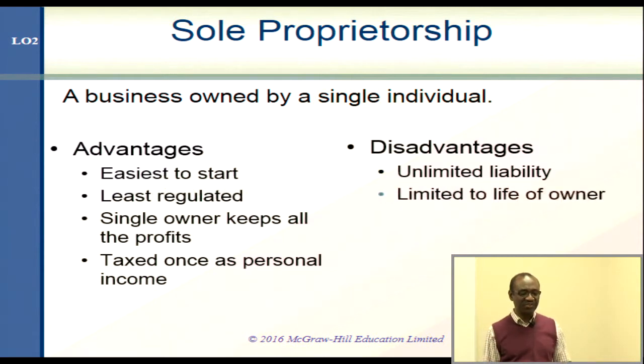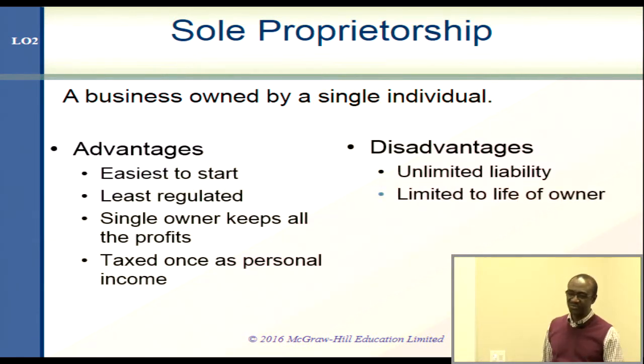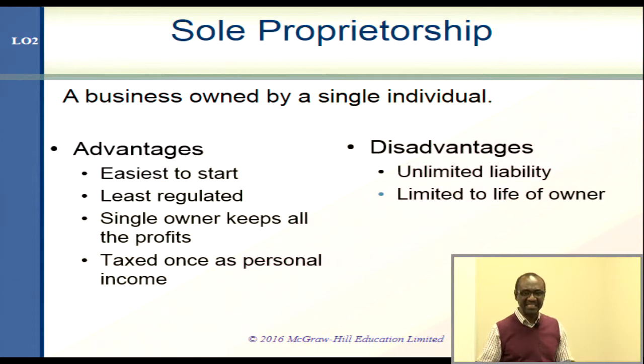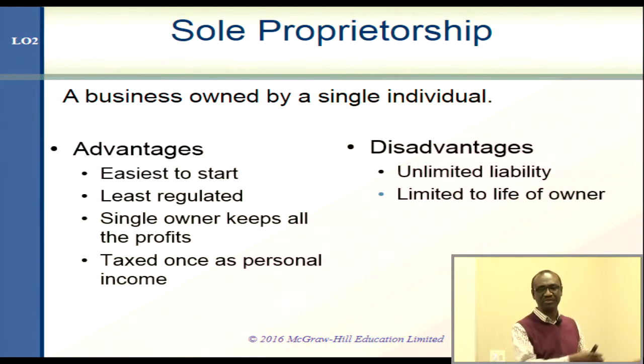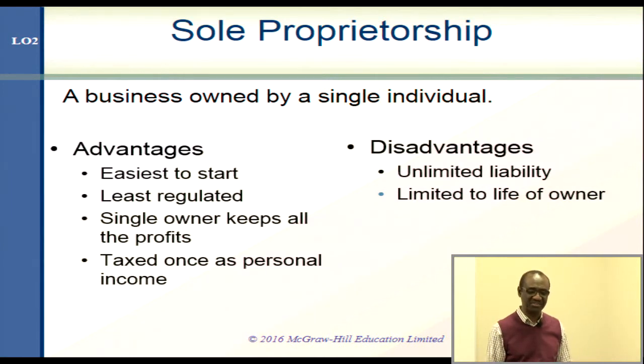The next one is called the limited life of the owner. What that means is that the life of the individual is tied 100% to the business, to the organization. If he leaves, business leaves. If he dies, business dies. Because the life of the business is tied to the life of the owner, that's why it's called limited life, as compared with other forms of business that we'll be looking at later on.